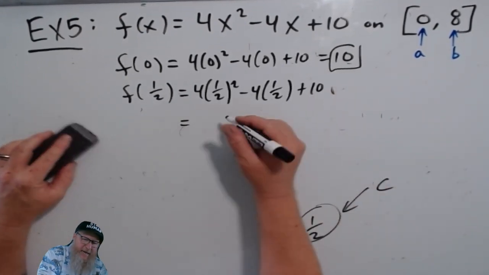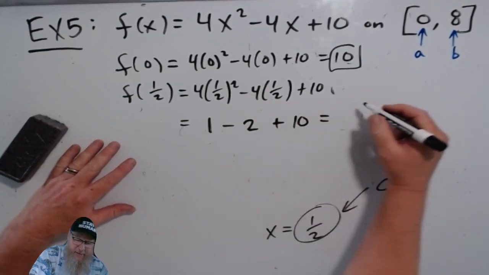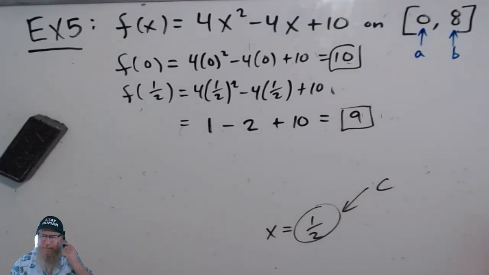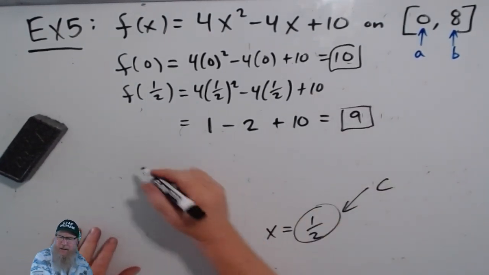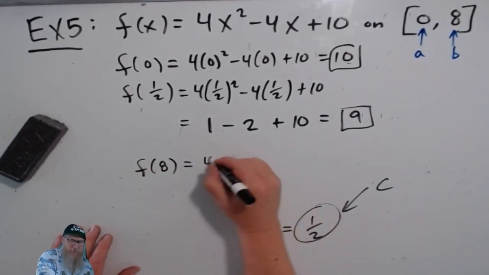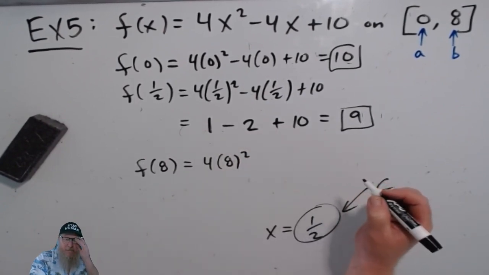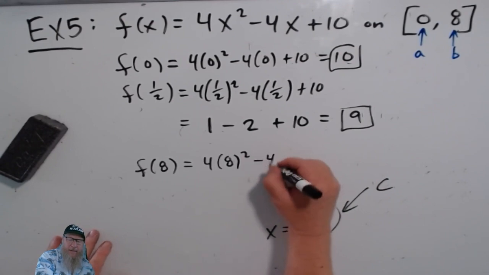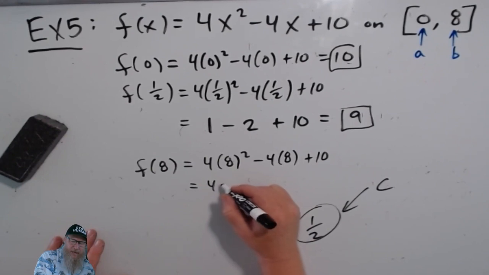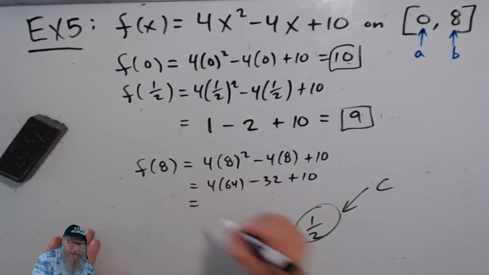So what's that? 1 minus 2 plus 10. So that's 9. And then f of 8 is 4 times 8 squared minus 4 times 8 plus 10, which is 4 times 64 minus 32 plus 10.